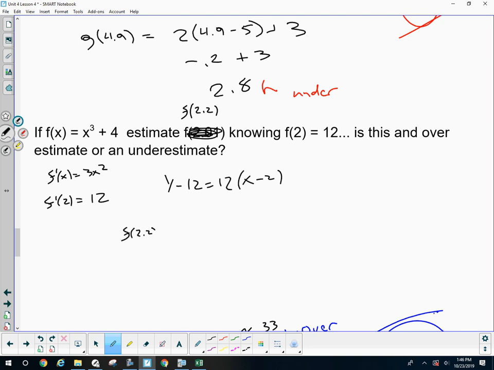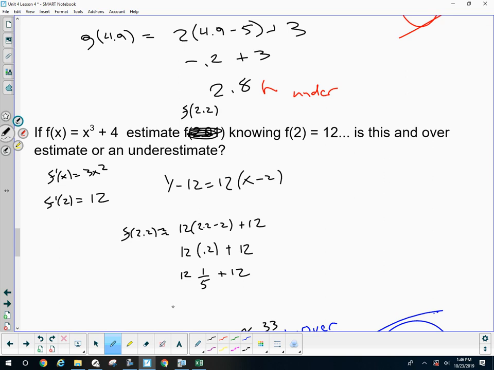f of 2.2 will approximately be 12 times 2.2 minus 2 plus 12. 12 times 0.2. Different ways to handle 0.2, 0.25, stuff like that. You can either do the arithmetic, and 12 times 2 is 24, move the decimal place over, you get 2.4. Or you could change this into a fraction. 0.2 is the same as 1 over 5. It's 2 over 10, which is 1 over 5. So you can handle this two different ways.